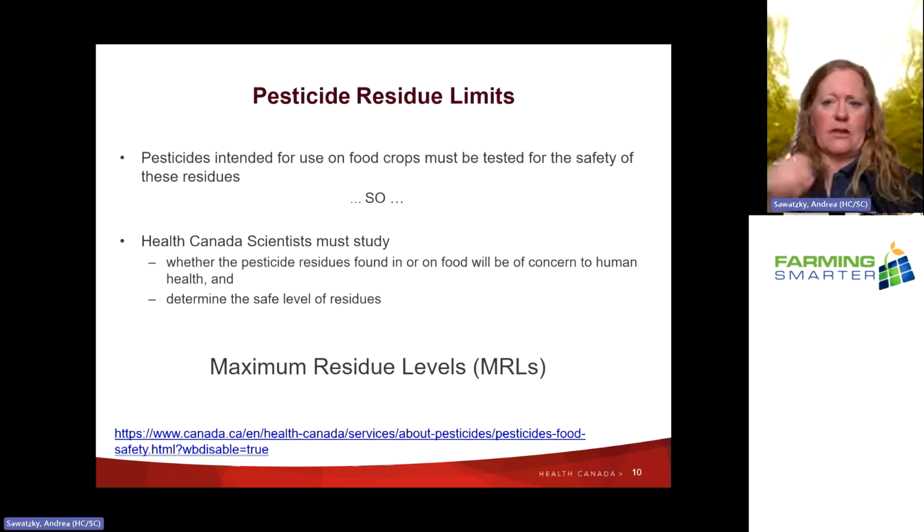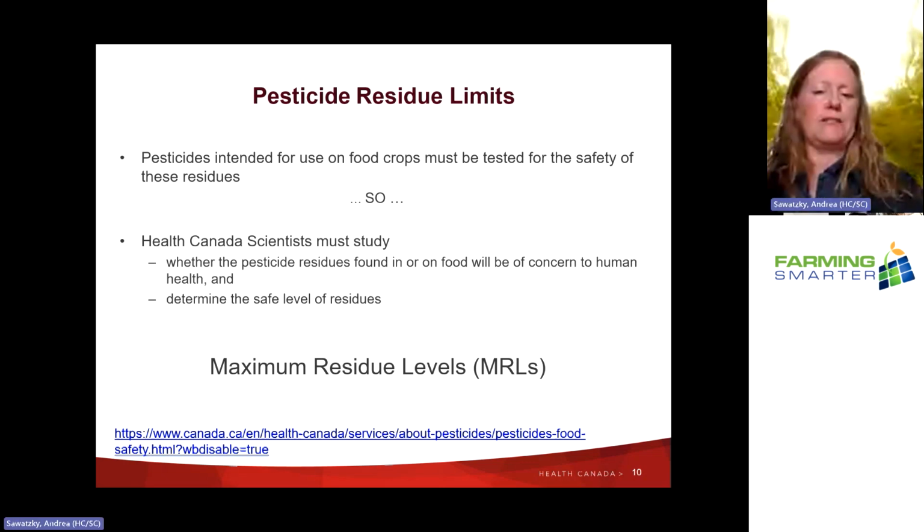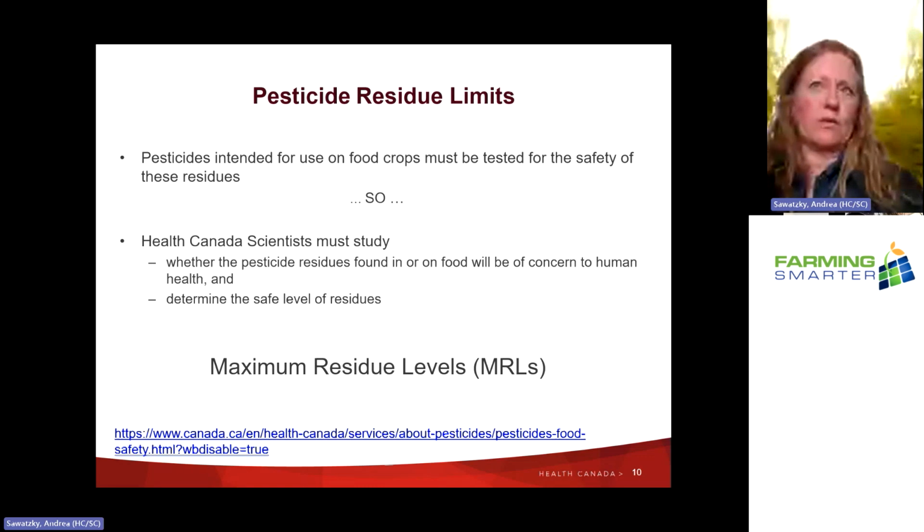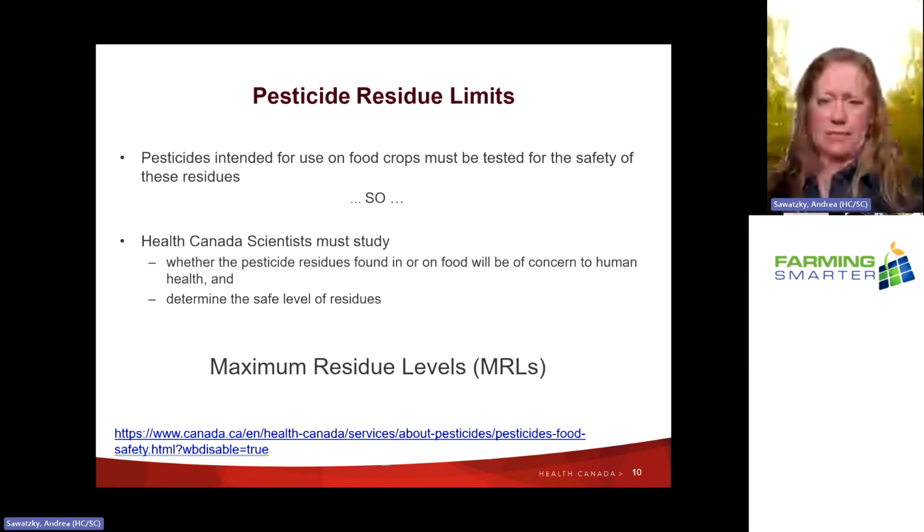So after a pesticide is applied, as I said before, small amounts or trace amounts of pesticides will or could stay on the food. So pesticides that are intended for use on food crops must be tested for the safety of these residues. So that's when the PMRA says, okay, you want to register a product. This is the information we need. These are the scientific data we need you to send to us so we can analyze what the residue limits will be and if they're going to be acceptable.